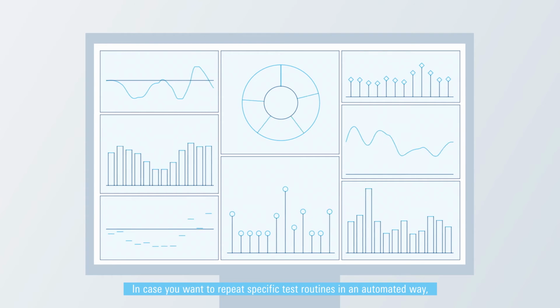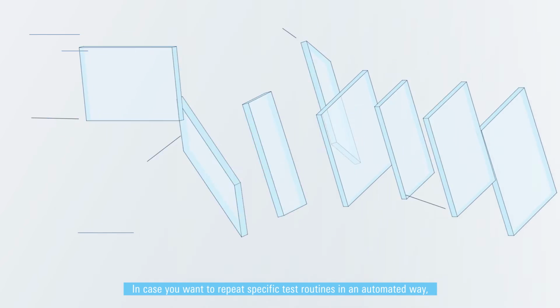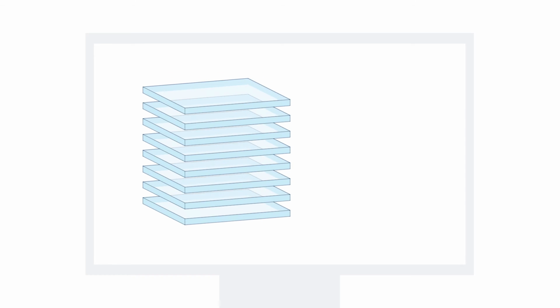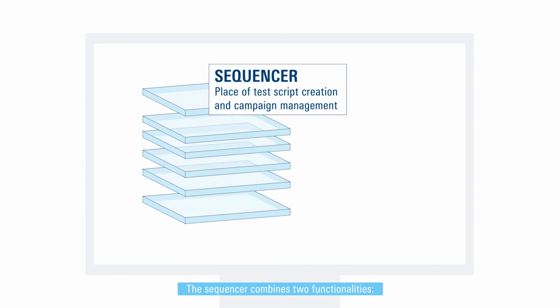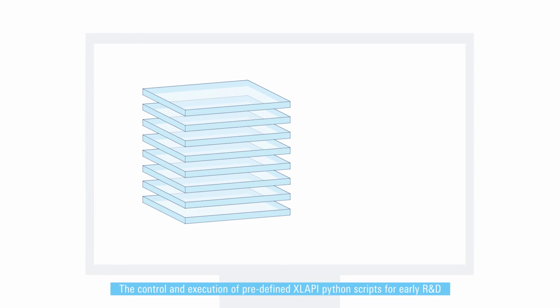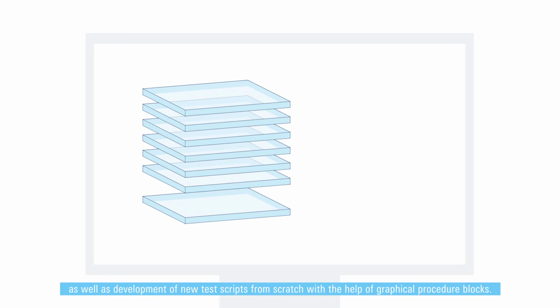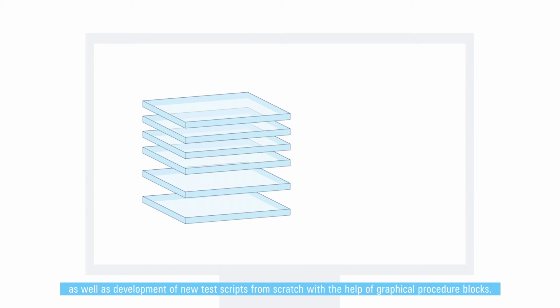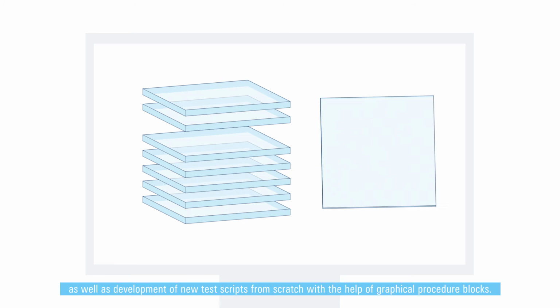In case you want to repeat specific test routines in an automated way, this is where the sequencer comes into play. The sequencer combines 2 functionalities: the control and execution of predefined XL-API Python scripts for early R&D, as well as development of new test scripts from scratch with the help of graphical procedure blocks.